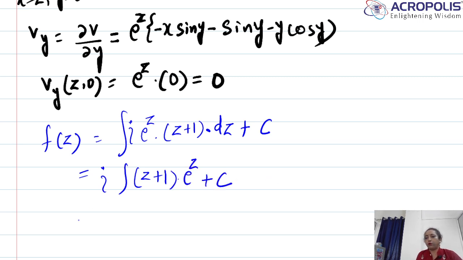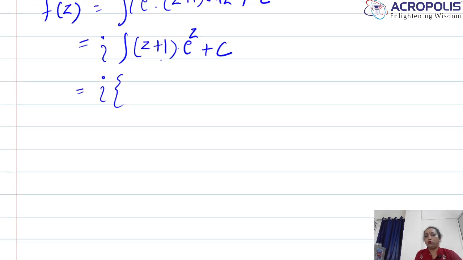Now we have to integrate the factor (z + 1) e^z. So I am integrating this factor with the formula for u dot v. As you know, this is u, this is v. I am applying the formula: integral of u v = u v1 minus u' v2 plus u'' v3 minus, and so on.